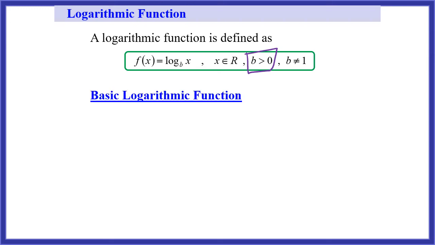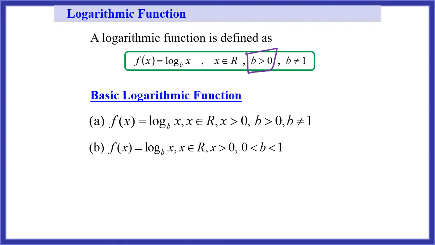Now, the basic logarithmic function. Let's say f(x) equals log to the base b of x, where x is more than 0, b is more than 0, and b must not equal 1. Another case is when b is in between 0 and 1. This is the same as exponential with the value of the base. For exponential, the base a is either more than 1 or in between 0 and 1. For logarithmic, the base here is b, so one type is b more than 1, another type is b in between 0 and 1.